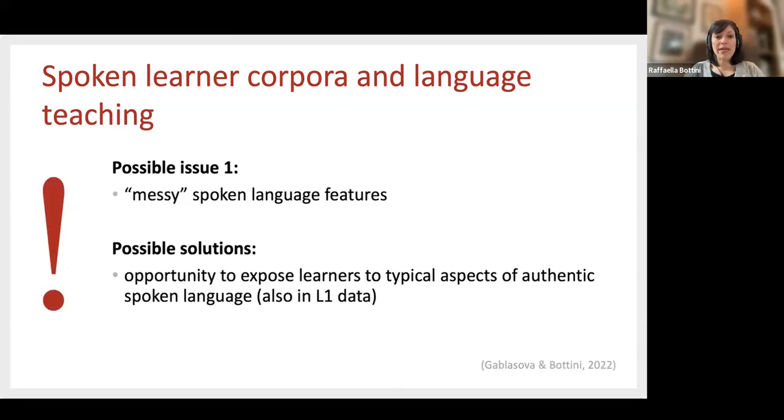And the problem with this direct use of corpus data in language teaching, well, possible problems, of course, are linked to the fact that learners have to deal with messy spoken language features. So all those pauses, repetitions, and so on. But if we think about it, we've already mentioned this, these are so important that the fact that learners are exposed to these features is an opportunity. And it's an opportunity not just when they're exposed to L2 data, but also when they are exposed to L1 data, because these features are used by L1 speakers as well, of course.